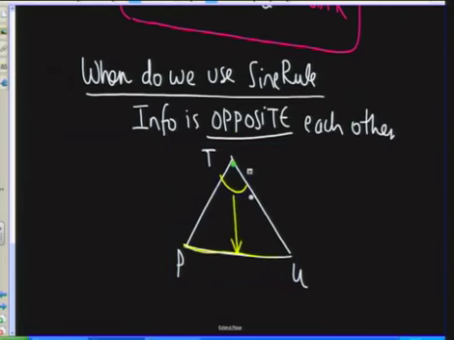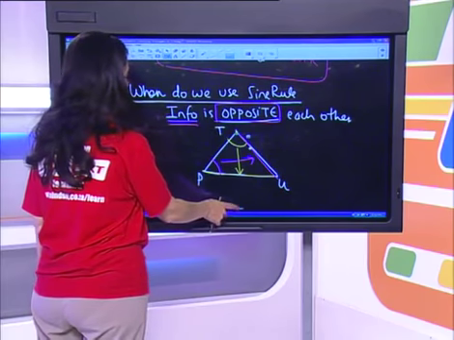So the best way is just with colors. My angle and side are opposite each other. And if I have angle P, then I should be looking for the side opposite that. So I crisscross. Angle, side, angle, side. The info, whether you're finding it or whether you're given it, has to be opposite each other. Otherwise, I'm not going to be able to use the sine rule.